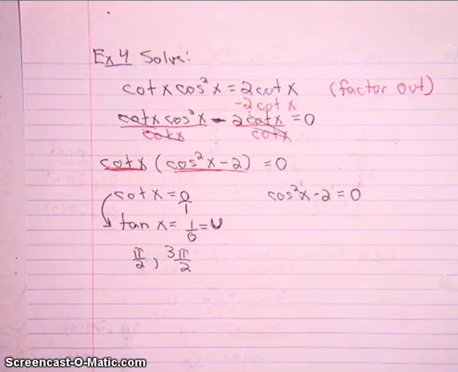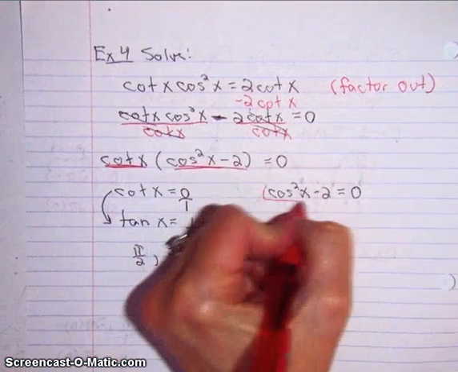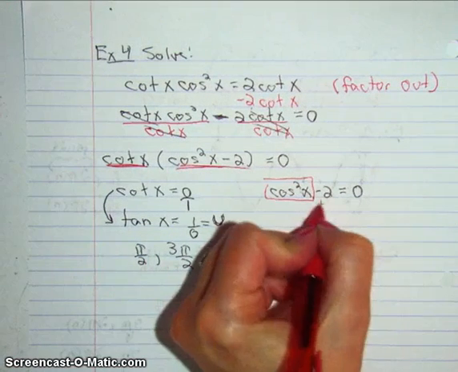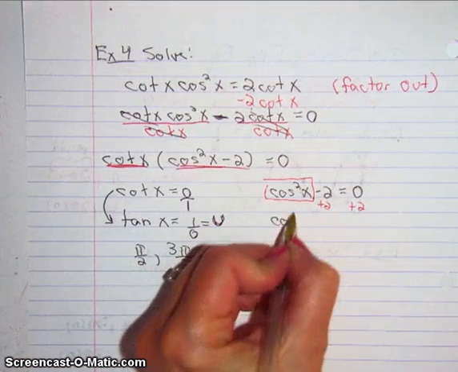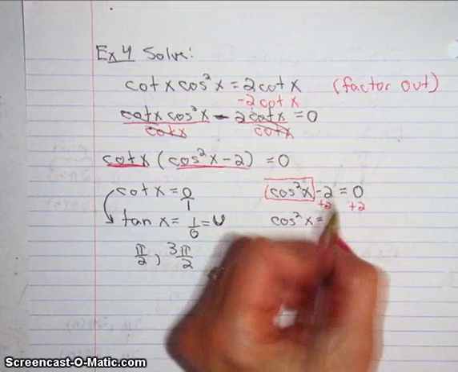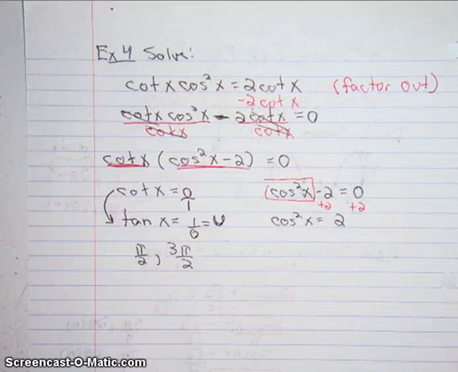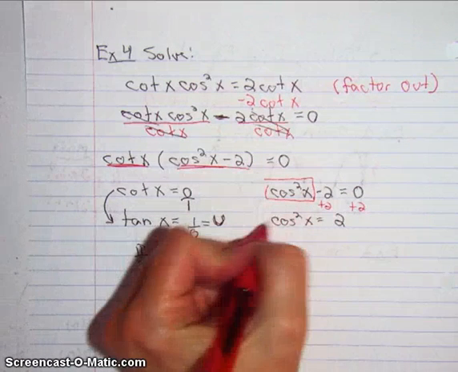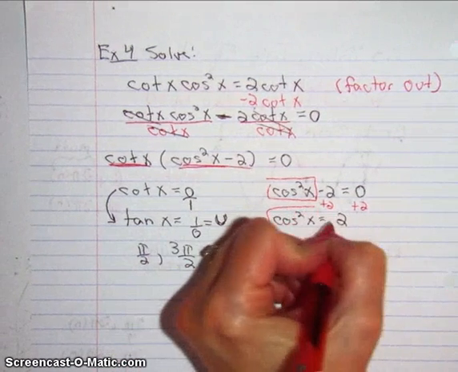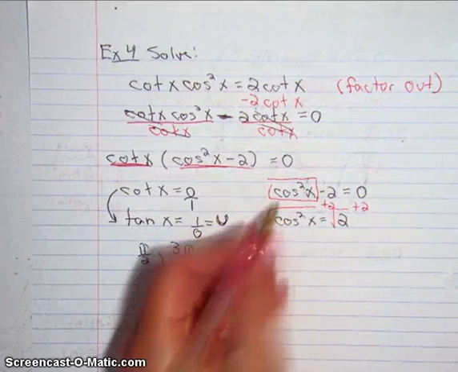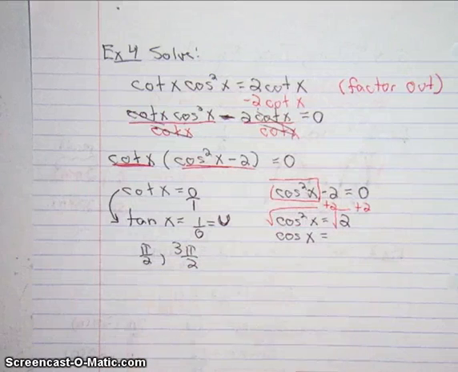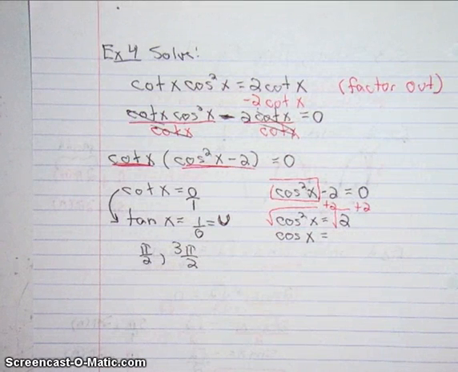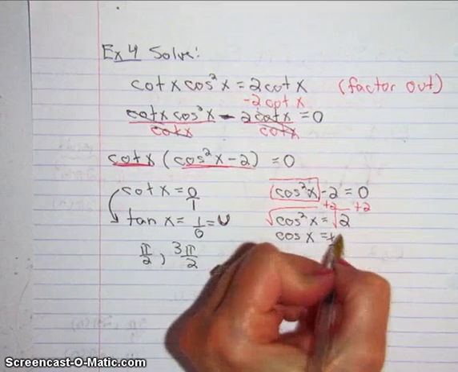Okay? Miss Leah, how am I going to get cosine squared by itself? Add 2 to both sides. Excellent. So cosine squared x equals 2. Okay? Don't you have to square root here? So now we're going to square root, that's our next step. So we're going to square root, and we're going to get cosine x equals, and how do we get the two answers out of there, gang? Plus or minus square root of 2.